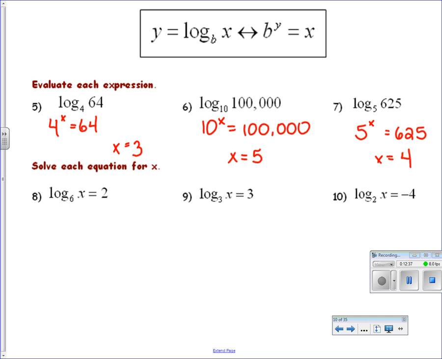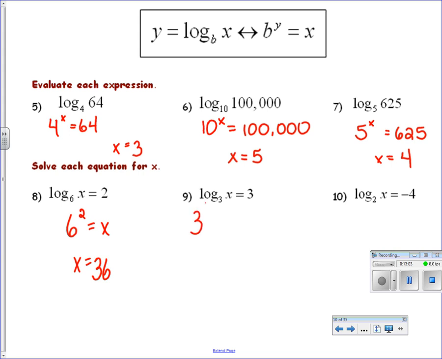So here, I'm going to put it back into exponential form. A lot of times when we work with logs, it's easy to be able to convert it back and forth. So here's my base, 6. My exponent is way the heck over here, and that's going to equal x. So then we just have to think, oh, well, what's 6 squared? 36. Done.